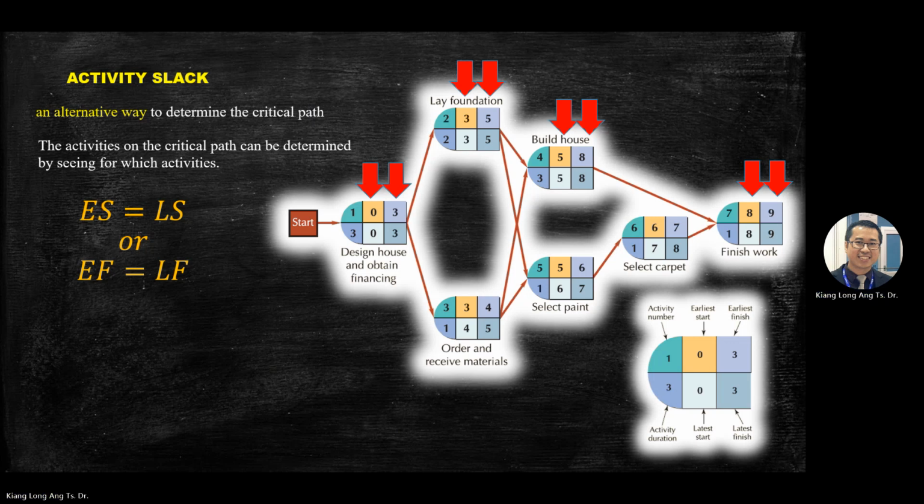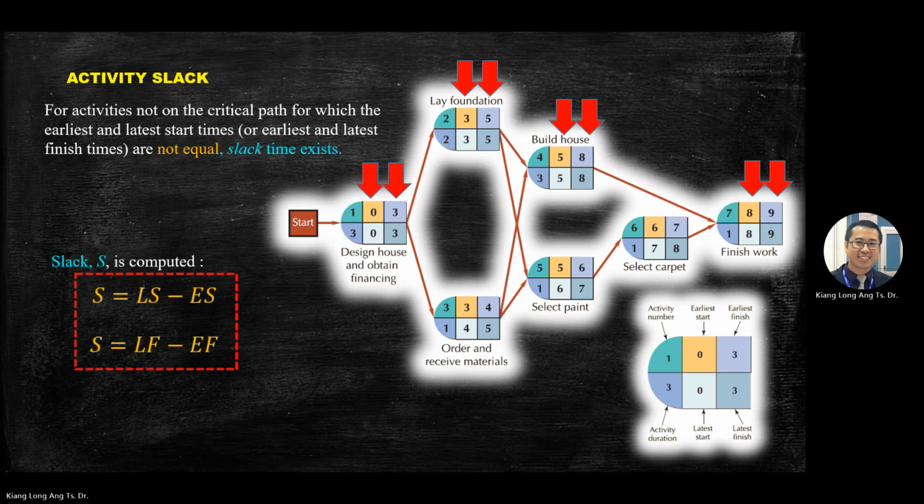LS minus ES equals 0, or LF minus EF equals 0. You use this equation, S equal to LS minus ES equals 0, or LF minus EF equals 0, is the fourth method.